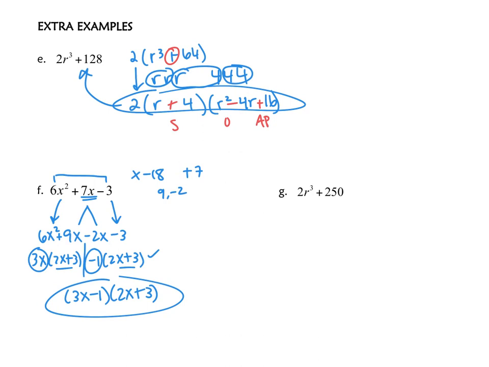Okay, G, last one. Take out your GCF, which is 2. Now we need to ask ourselves, is this a sum or difference of squares or cubes? Yes, it is. R cubed is r times r times r. 125 is 5 times 5 times 5. So this one's similar to E.